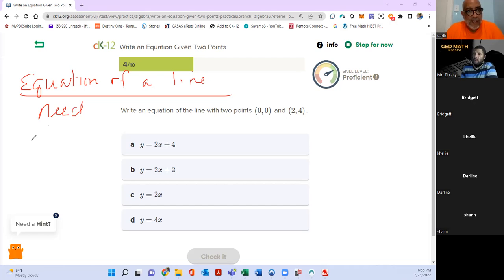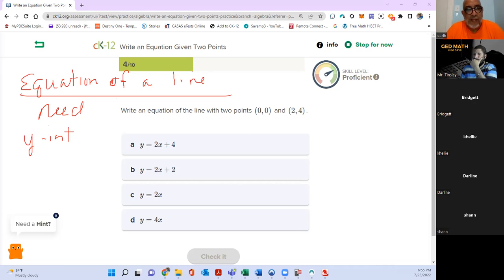The x-intercept and y-intercept and what else? The y-intercept and what else? For the equation of a line, what 2 things do I need? The y-intercept and what else? An x-axis? Nope. 2 points. We got 2 points, but for me to say an equation of a line, what 2 things do I need?